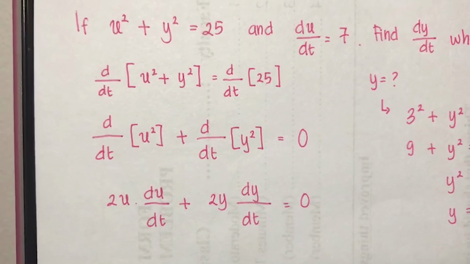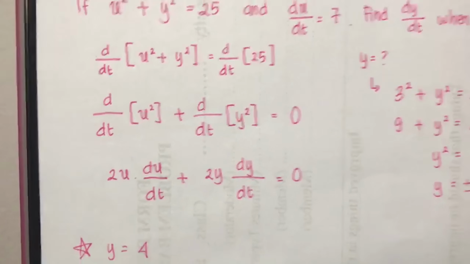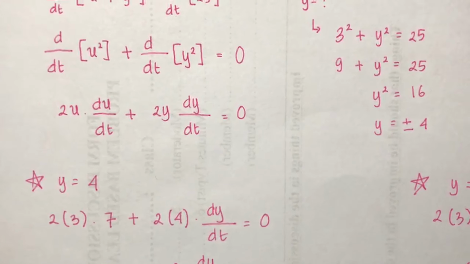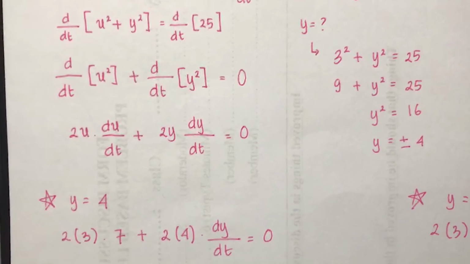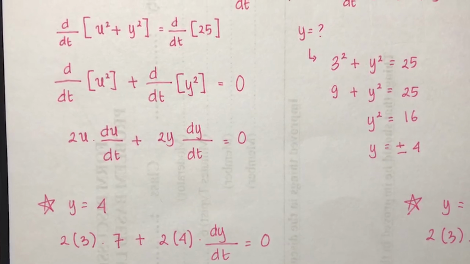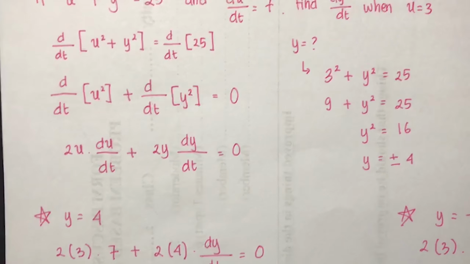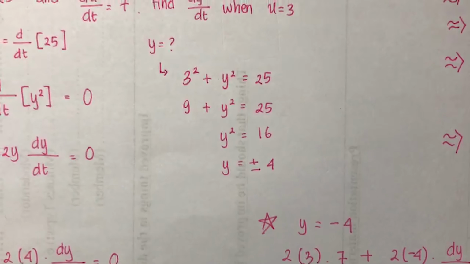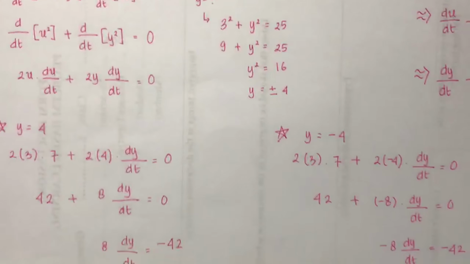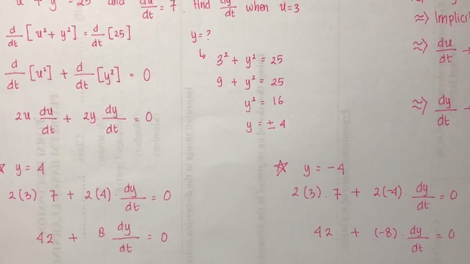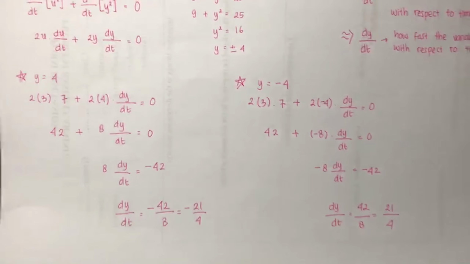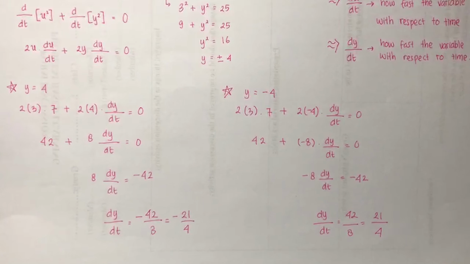So in this case, we can use implicit differentiation like this. So everything is with respect to time, and then we can find 2x times dx over dt plus 2y times dy over dt. And this is how to find the y. And because the y has two results, we can try both of them.